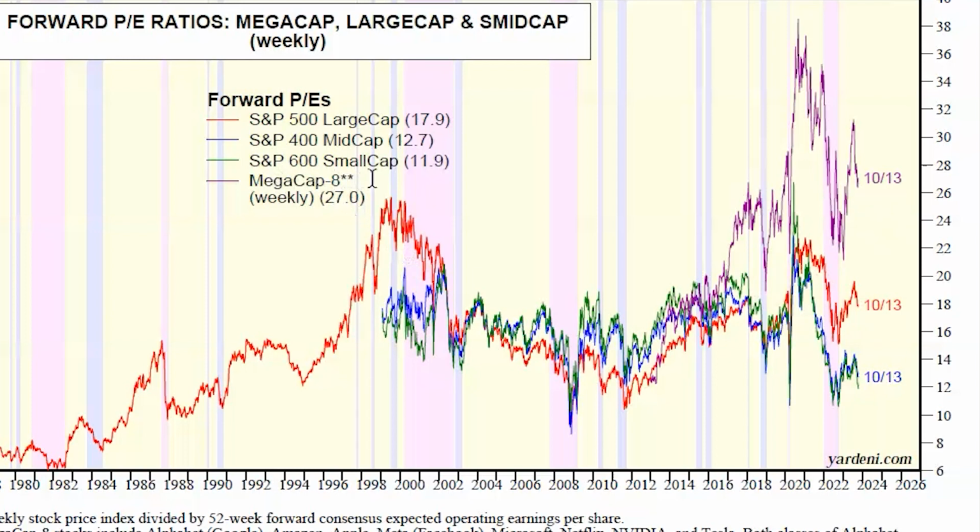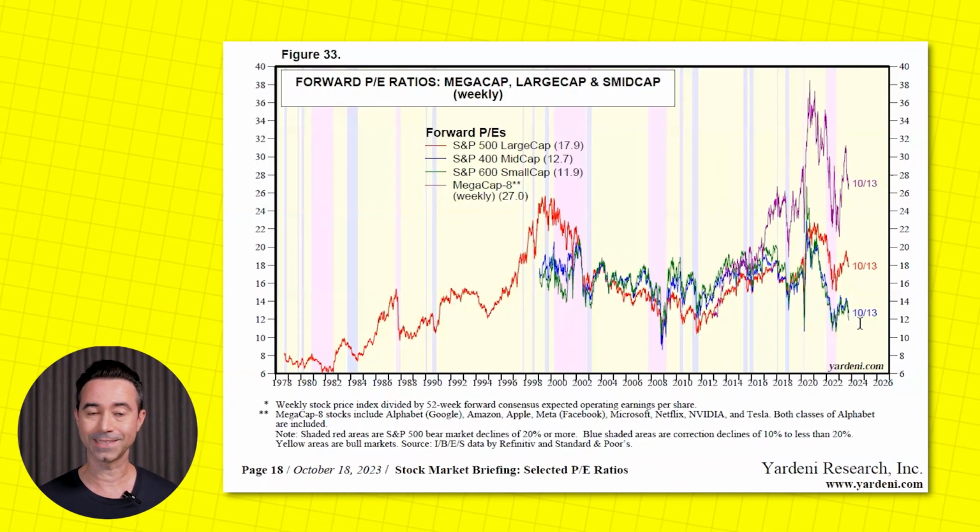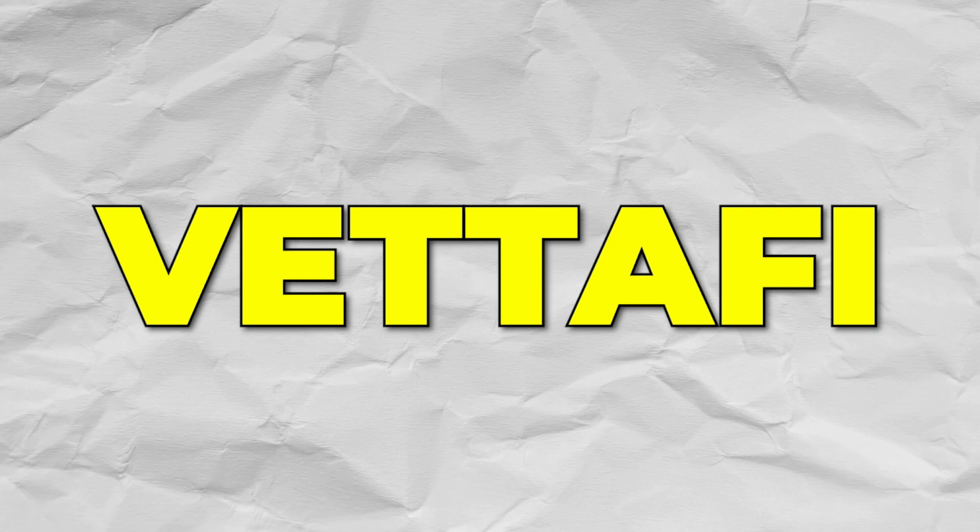Now, look at the S&P 600, the small cap stocks, looking very cheap. And so this is what I'm going to base my decision on. I think that maybe the S&P 600 is cheap. I need to find small cap stocks. That's what I'm looking for.